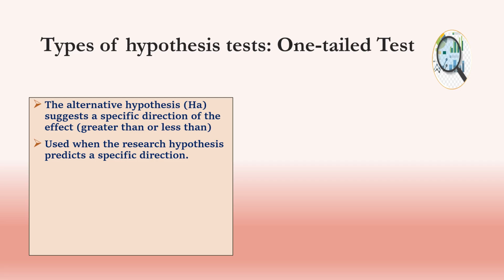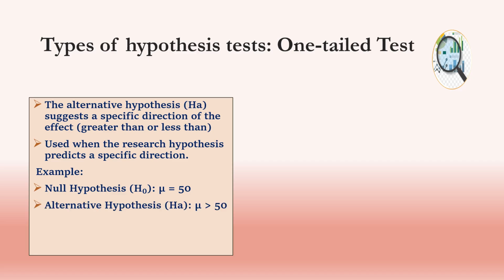In this type of test, the researcher is interested in testing if the sample provides enough evidence to support a directional change or difference, either greater than or less than a specific value. Let us consider an example. Null hypothesis H0: mu equal to 50 and the alternative hypothesis: mu greater than 50. So, we are testing if the data shows enough evidence of an increase in the mean.